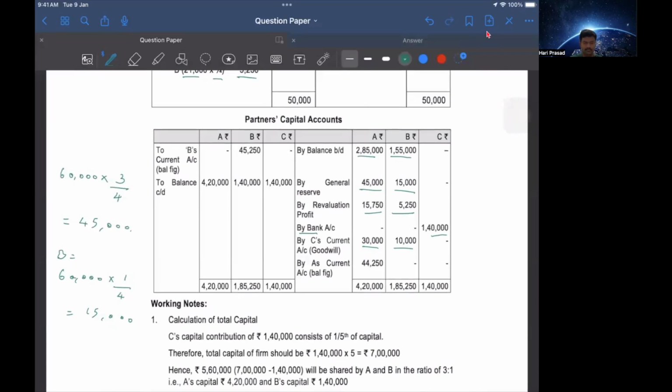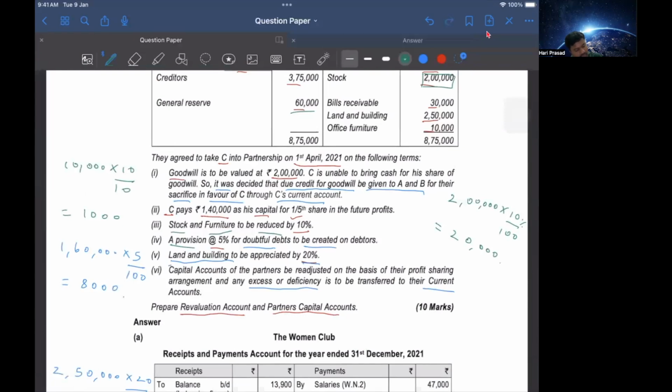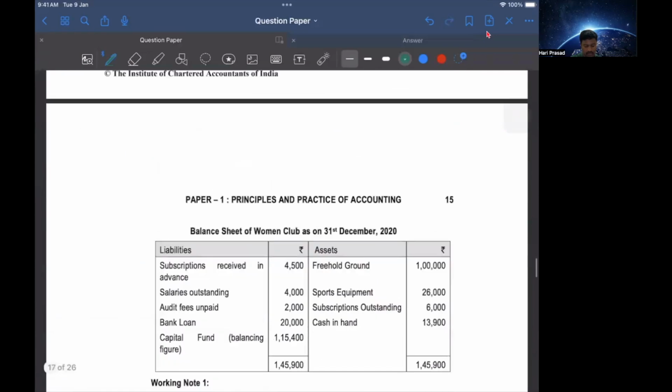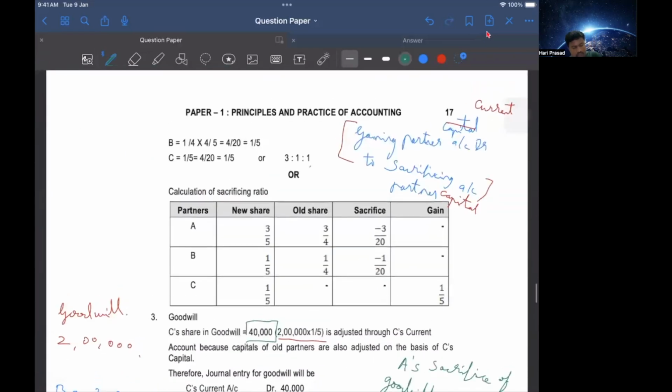What is the next step? The capital accounts of the partners to be readjusted on the basis of the profit sharing arrangement. What is the new profit sharing ratio? 3:1:1, A, B, C. These three partners' capital account balances should be in the ratio of 3:1:1.